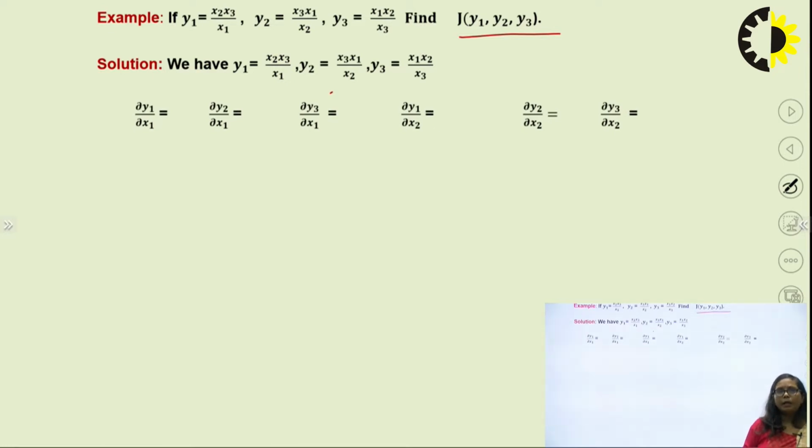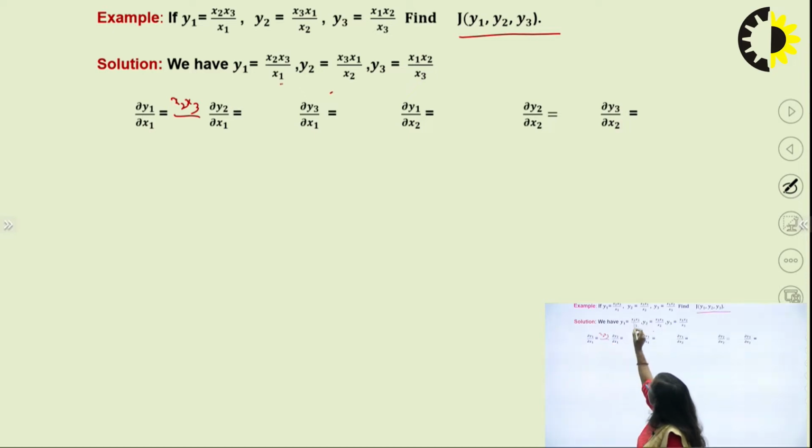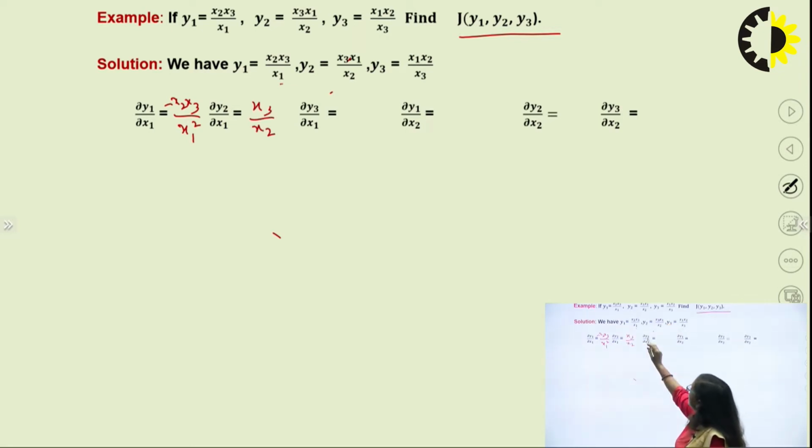So the first step is to find all the partial derivatives. Just look at what the partials are. We start with del y1 by del x1. Taking y1 partial with respect to x1, this x2 x3 remains the same, and the partial derivative of 1 by x1 with respect to x1 is minus 1 by x1 square, clear? Next is del y2 by del x1, its derivative is 1, it's left with x3 by x2. Del y3 by del x1, y3 partial with respect to x1 is x2 by x3.